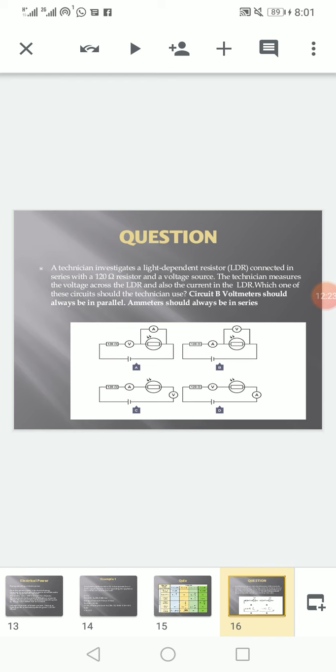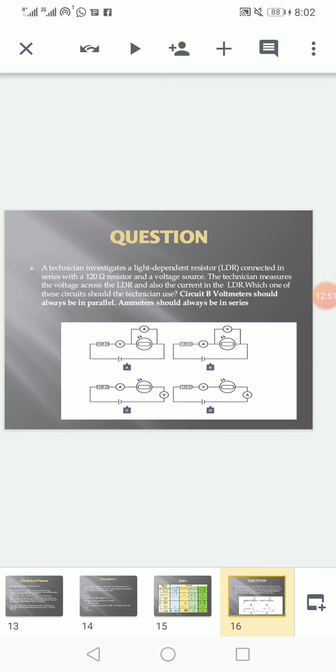So it is important to note here that for a voltmeter to work effectively in a circuit, it must be connected in parallel, and your ammeter must be connected in series. Any circuit in which the voltmeter is not connected in parallel and the ammeter is not connected in series will not give you the desired result. Hence, it is only in circuit B that we have the required connection. Hence, circuit B is the correct answer.